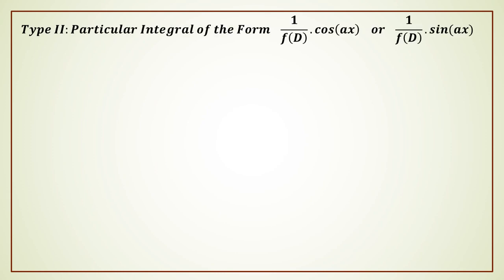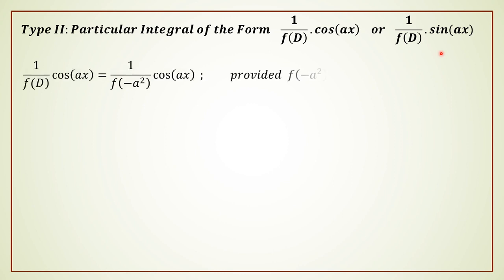Second type, that is to find the particular integral of the form 1 by f of D acting on cos ax or sin ax. Okay. So the particular integral of cos ax can be obtained as 1 by f of D cos ax is equal to 1 by f of minus a square into cos ax, provided f of minus a square is non-zero.